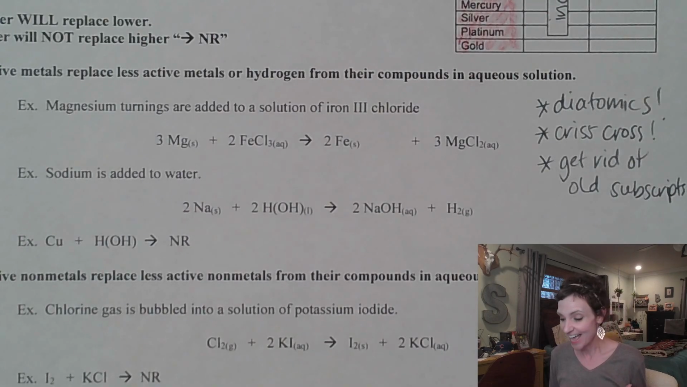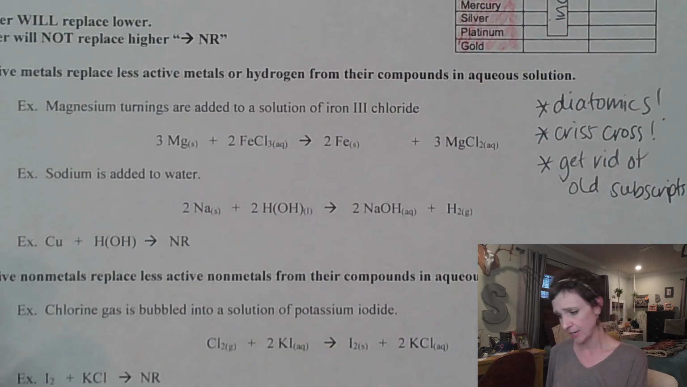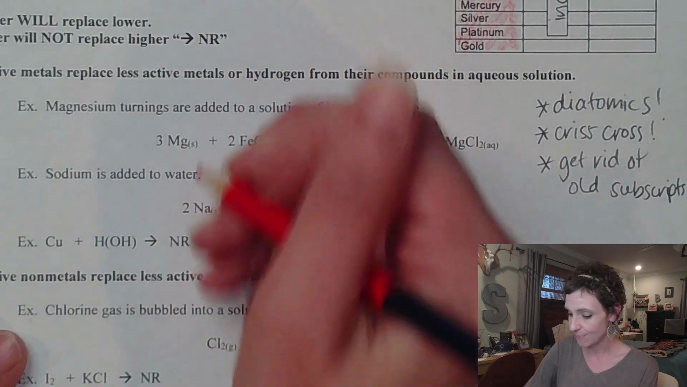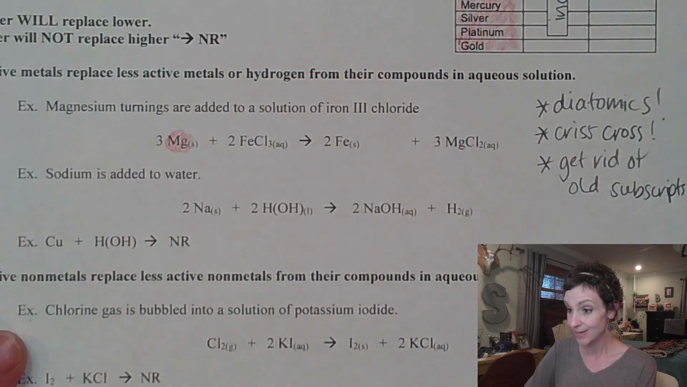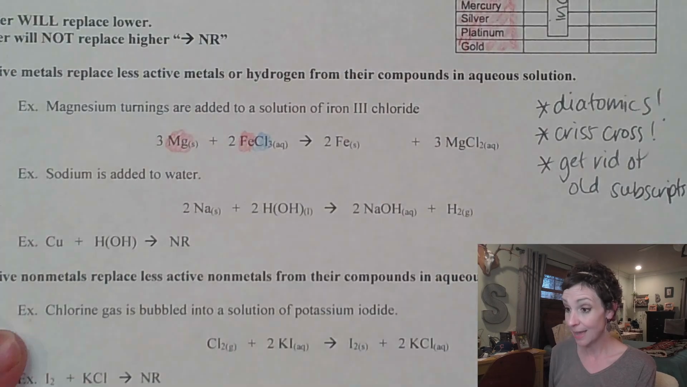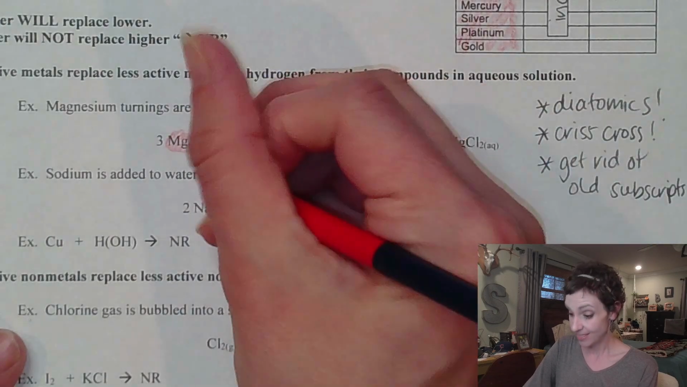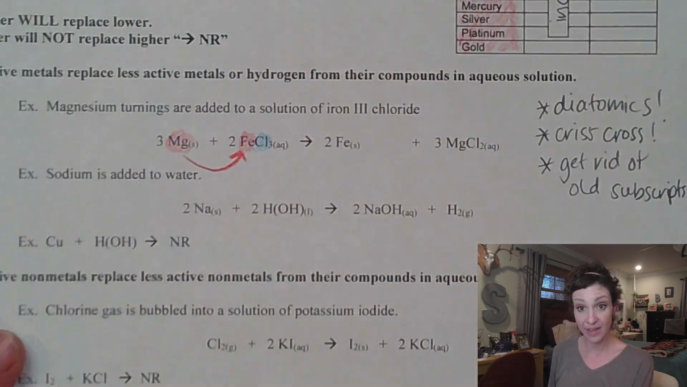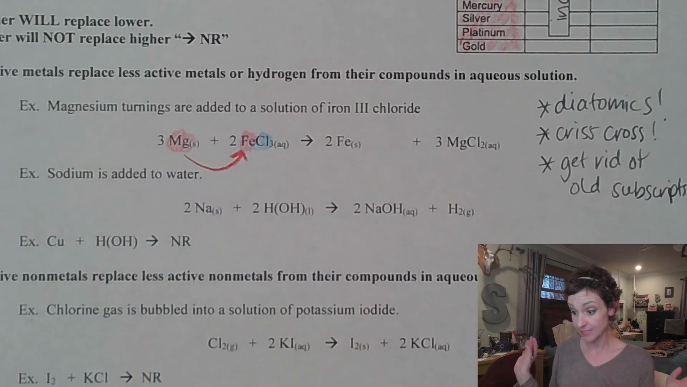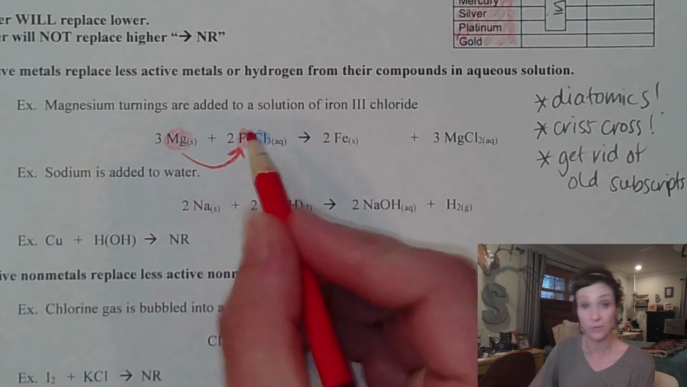We'll be checking our activity series to see if the reaction will occur, and then we'll do some practice examples together. Okay, so magnesium turnings are added to a solution of iron 3 chloride. So here I have magnesium. Oh, he's a metal. So in my compound of iron 3 chloride, that magnesium is going to attempt to kick out who? The other metal. If you want to think about it as girls and guys, the reds are the guys and the blues are the girls. So that guy's going to try to get rid of the other guy and get with the girl here.